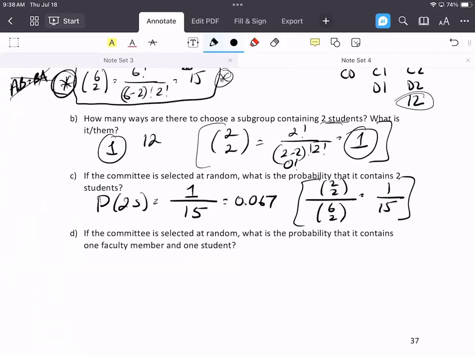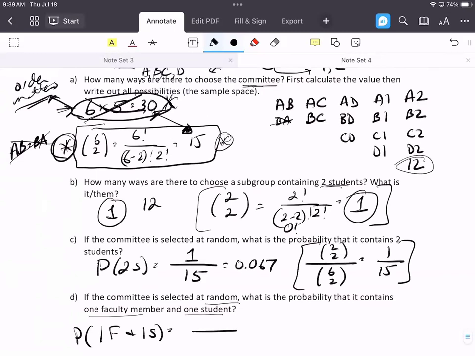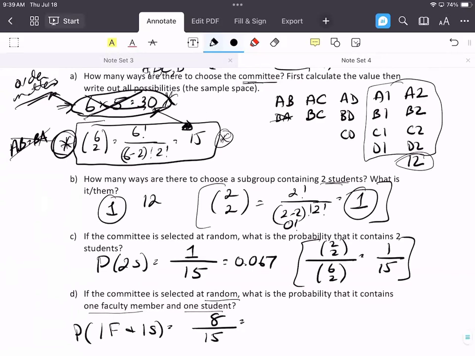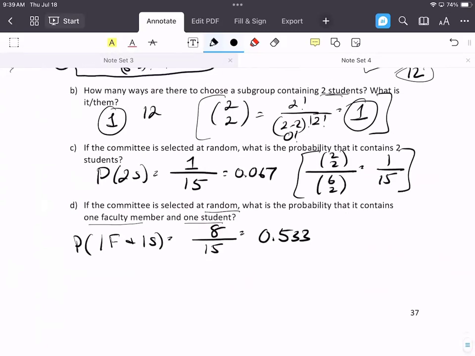Now, if a committee is chosen at random, what's the probability it contains 1 faculty member and 1 student? Well, we have to count out the number of times. First of all, there are 15 possible outcomes. And our event of interest is when there's 1 student and 1 faculty member. And that is right here. And there are 8 total. And you get 0.533.